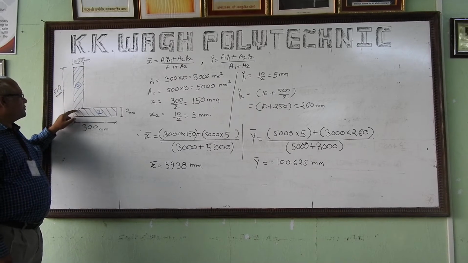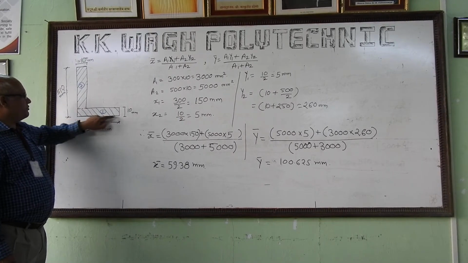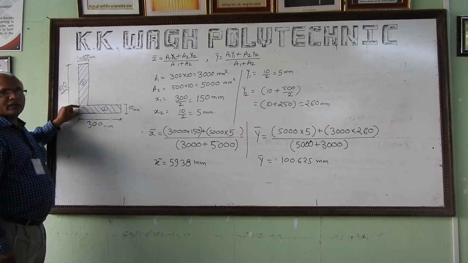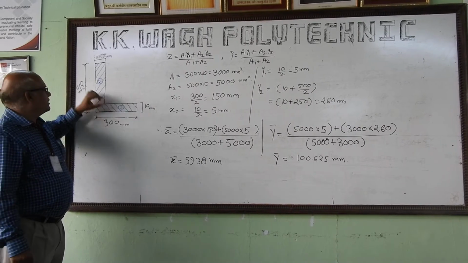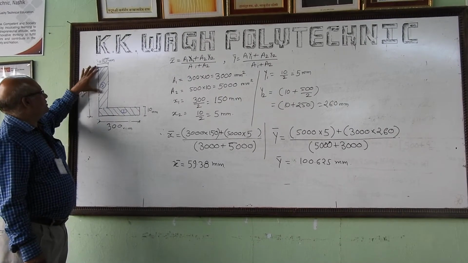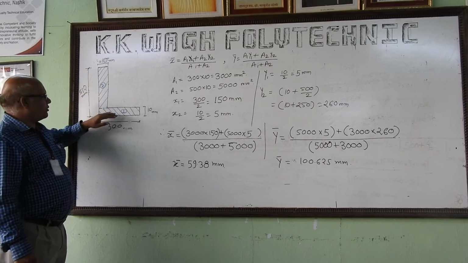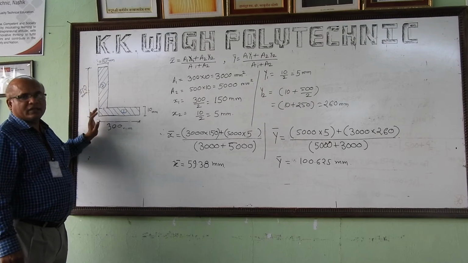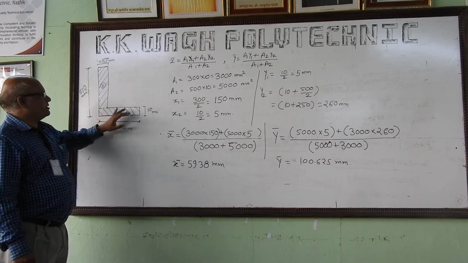I am extending this portion with a dotted line so that this will be my first rectangle, the complete horizontal portion, and the vertical portion above this is my second rectangle. So I have got one and two rectangles. Now I have to determine the centroid of this L section.